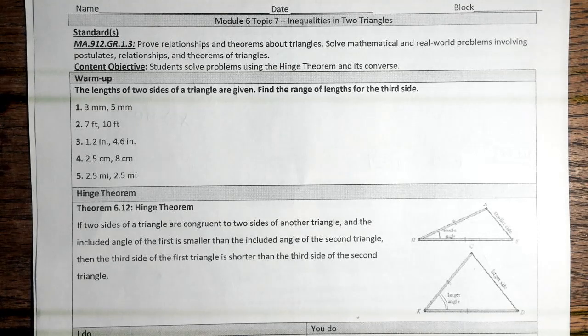Welcome back, students. In this video, we're going to cover Module 6, Topic 7, Inequalities in Two Triangles. The standard for this topic is GR 1.3. The objective: you are going to solve problems using the hinge theorem and its converse, and we will talk about that here in a few minutes. Page 16 of the Module 6 packet.